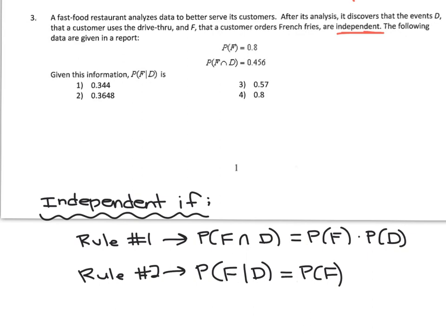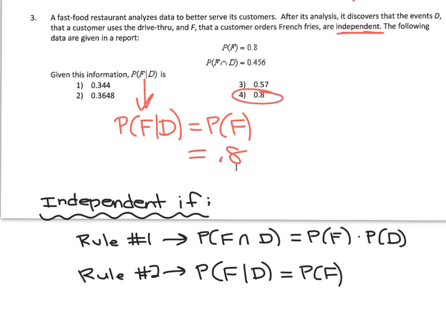Okay, so anyway, if we look at this, it looks like this one is using our second rule here. Since they're independent, the probability of F given D is going to be equal to the probability of F. Now, if we look up here, it tells us the probability of F is 0.8. So since the probability of F is 0.8, we can just replace this right here with a 0.8. Okay, so that's going to be our answer right there. Choice 4.